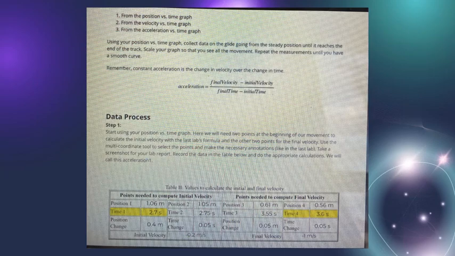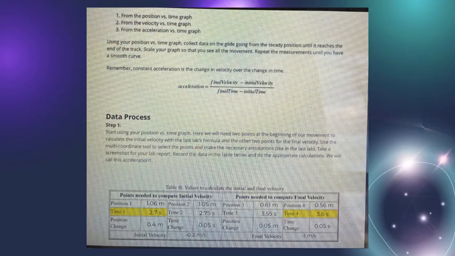We had to use also the multi-coordinate tool to select the points and make necessary annotations, like in the last slide, as I mentioned before. So here in table 2, we had the values to calculate the initial and final velocity. Points needed to compare initial velocity. Position number 1 was 1.06 meters, and our time was 2.7 seconds, and our position change was 0.4 meters.